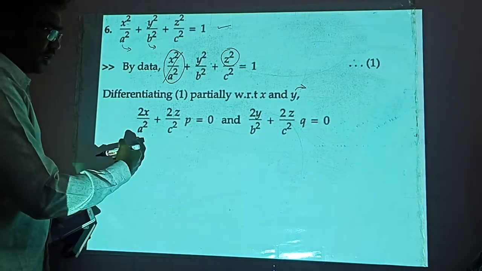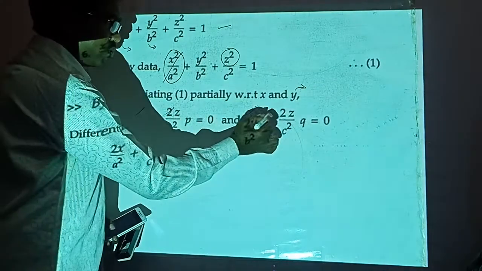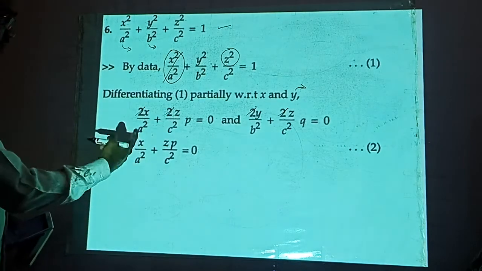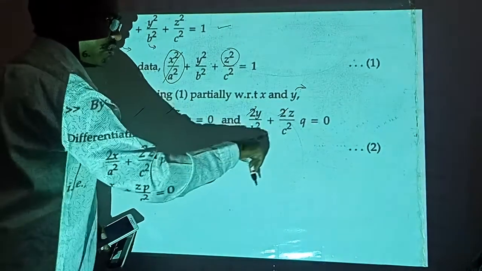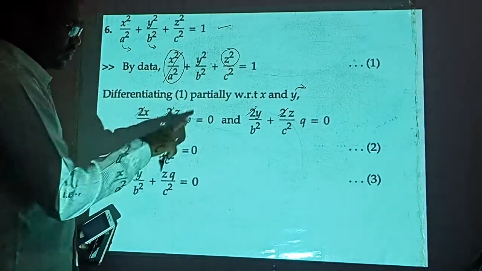Now if you divide both sides by 2, 2 gets cancelled. Here also 2 will get cancelled. What you get is this as equation number 2, and after cancellation this as equation number 3. So we got equation 1, 2, 3.